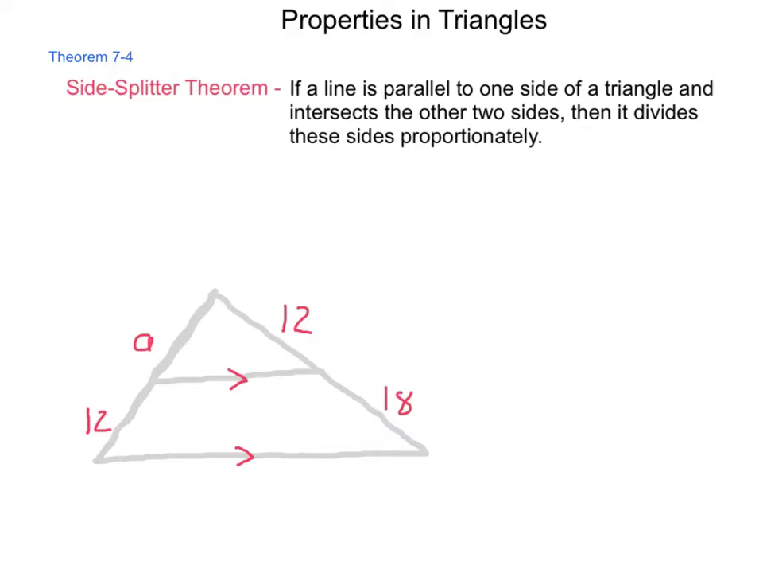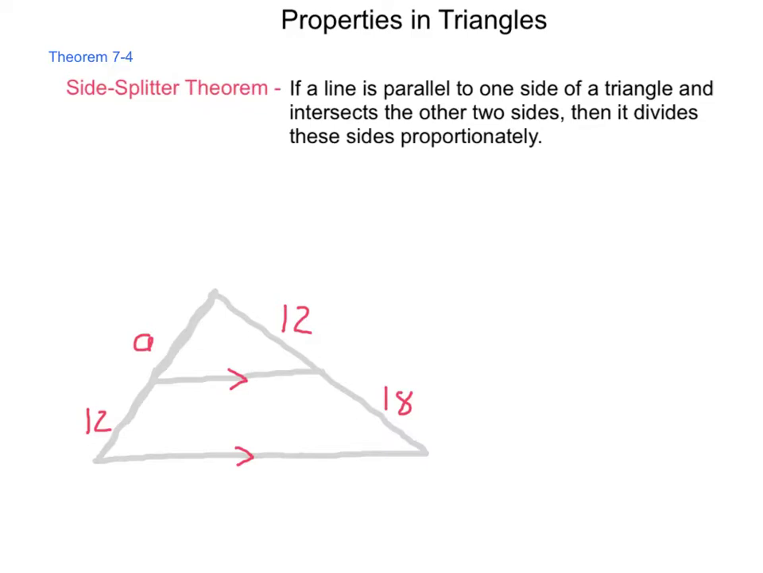This is very similar in concept to the mid-segment theorem, which says that the mid-segment is half the size of the others. In this case, it's more general. It's just going to break them proportionately. So in the triangle that's shown here, we need to find A using the side-splitter theorem.